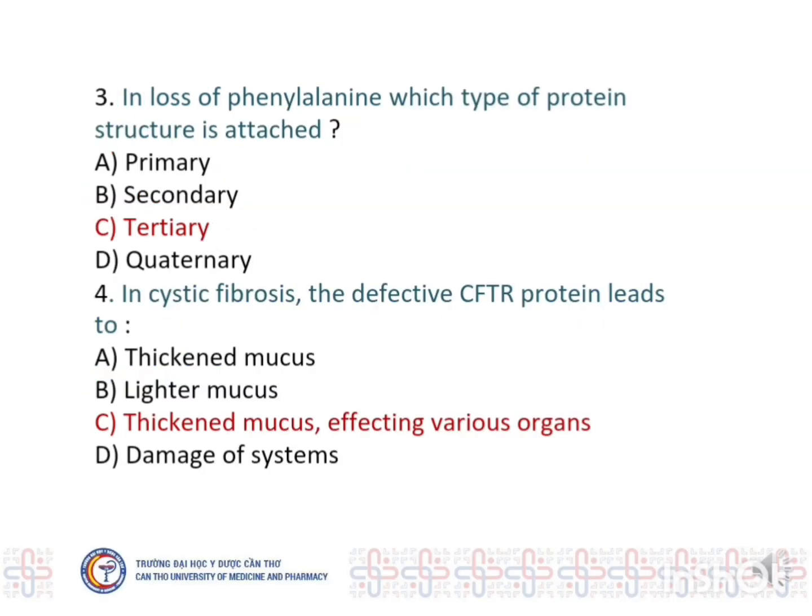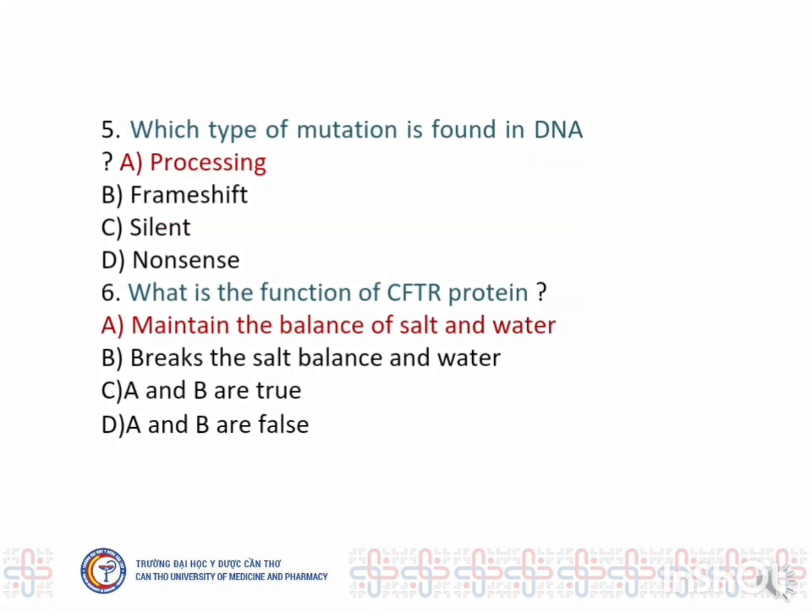MCQs. First question. Which of the following is true? Option A. Cystic fibrosis can be cured by medicine and doctors. Option B. Cystic fibrosis is a genetic disorder and there is no cure for cystic fibrosis, but a range of treatments can help to control the symptoms according to the lifestyle. Option C. A is correct and B is incorrect. Option D. A is incorrect and B is correct. So the correct option is option B.